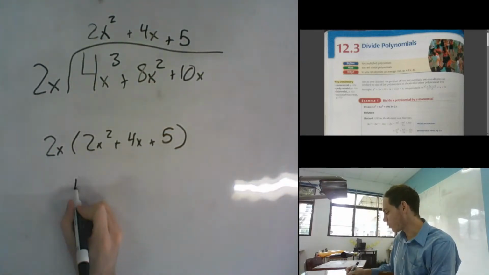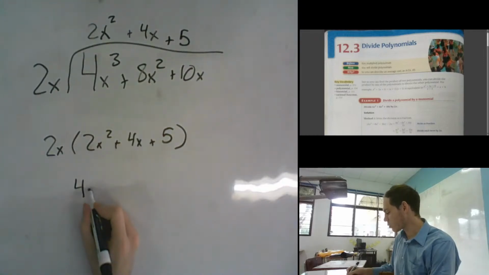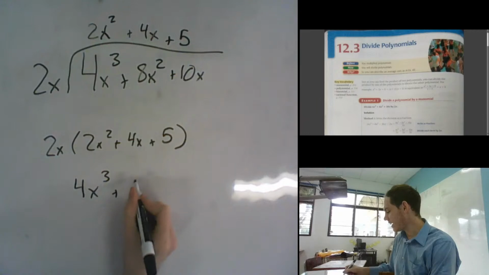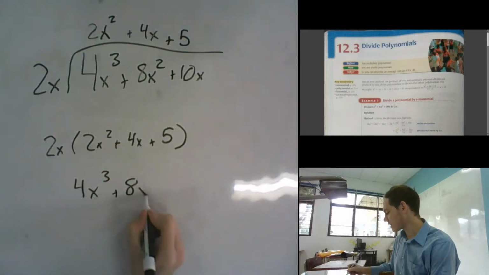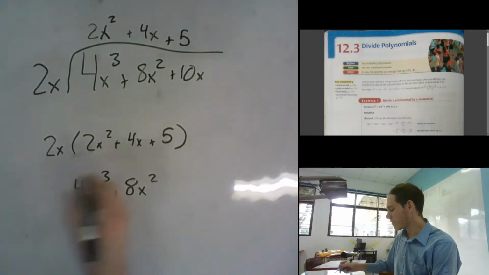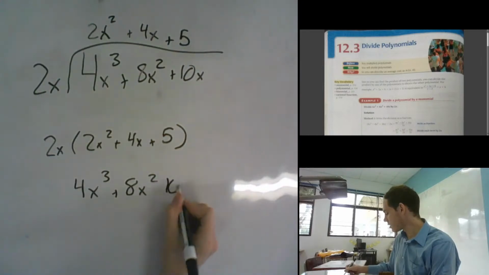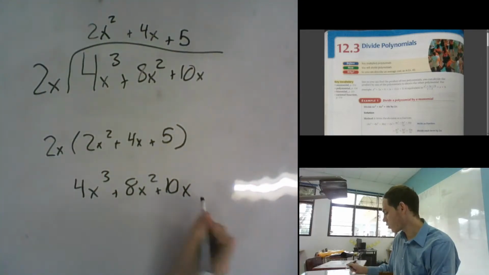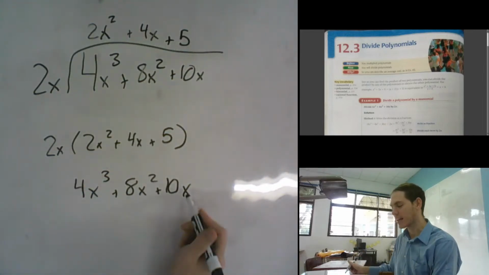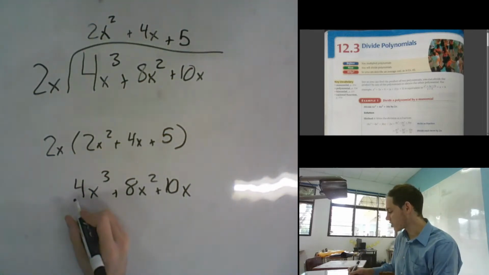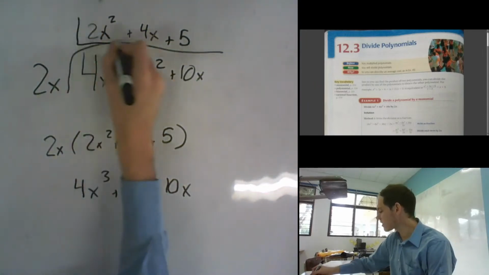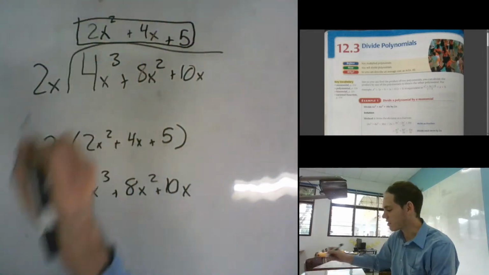2 times 2 is 4. X times x squared is x cubed. 2 times 4 is 8. X times x is x squared. 5 times 2 is 10. X times 1 is just x. Or you could say 5 times 2x is 10x. So this is true. This is our original. So then our answer is this right here.